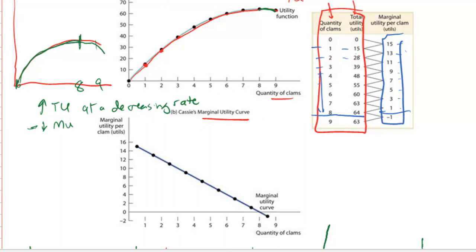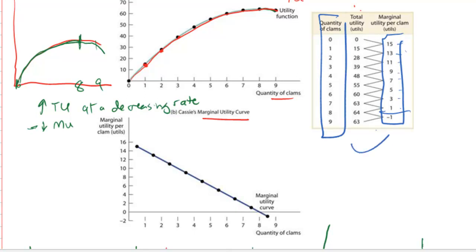So the marginal utility curve graph is a graph of the marginal utility column here and the quantity column. These two columns are graphed on the bottom here. For instance, with the quantity of clams, the first clam gives a marginal utility of 15 utils. The way we graph marginal data is to put the x-axis values in between the points.